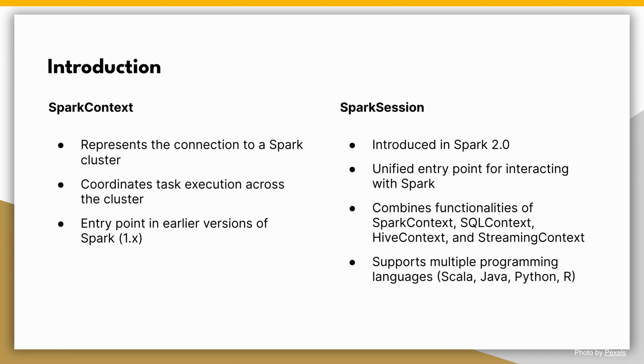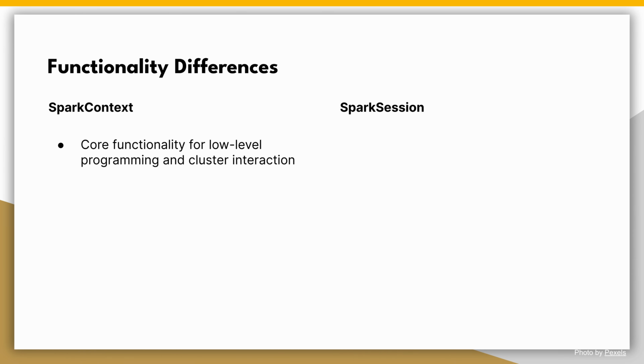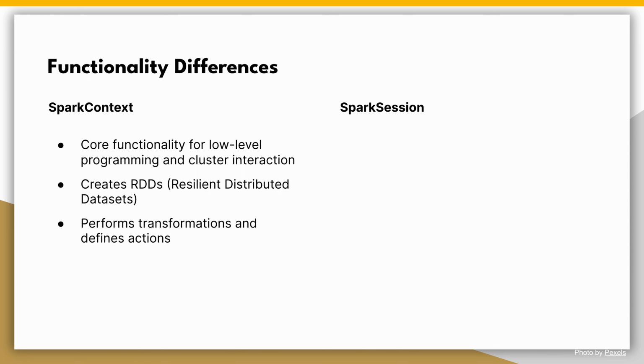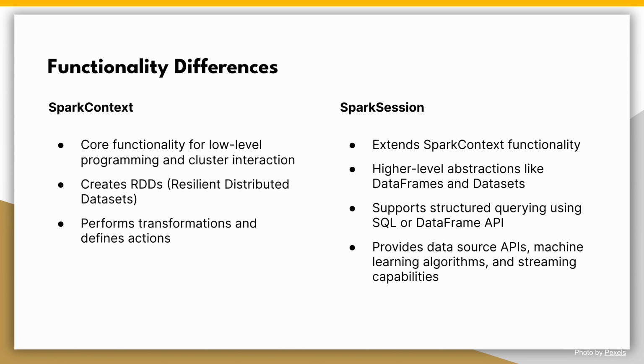Now that we understand their purposes, let's explore the differences in functionality between SparkContext and SparkSession. The SparkContext provides core functionality for low-level programming and cluster interaction. With SparkContext, you can create RDDs, Resilient Distributed Datasets, perform transformations, and define actions on the data. On the other hand, the SparkSession extends the functionality of SparkContext. It introduces higher-level abstractions, such as data frames and datasets. These abstractions enable structured querying using SQL or the DataFrame API, data source APIs, machine learning algorithms, and streaming capabilities.